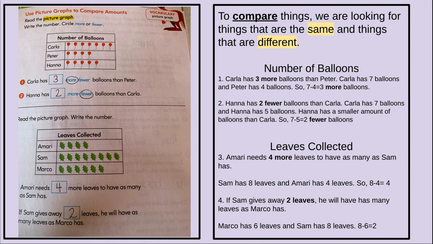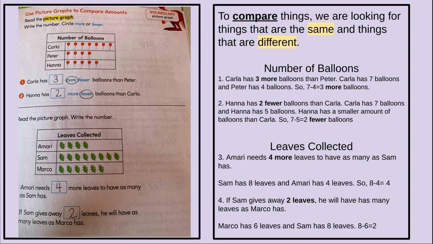If you look at the second problem, Hannah has 2 fewer balloons than Carla. Carla has 7 balloons and Hannah has 5 balloons. Hannah has a smaller amount of balloons than Carla, so 7 minus 5 equals 2 fewer balloons.